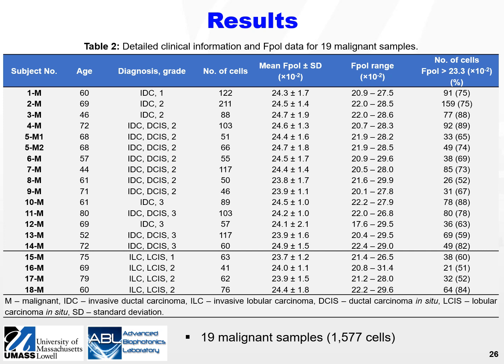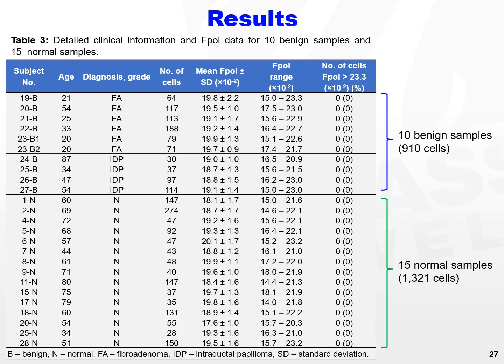This table shows the detailed clinical information and fluorescence polarization data for the 19 malignant samples, which included 15 invasive ductal carcinoma and 4 invasive lobular carcinoma. This table shows the corresponding information for 10 benign samples, including 6 fibroadenoma and 4 intraductal papilloma, as well as the 15 normal specimens.